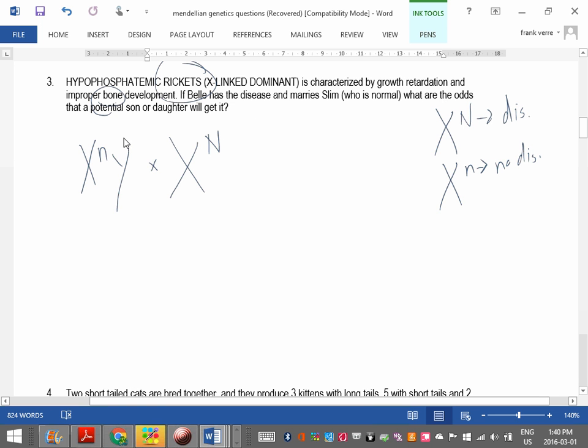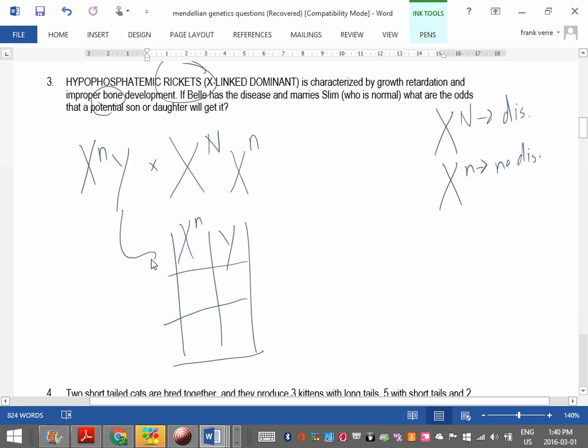and marries Slim. Okay, so here's the thing. We don't know if Belle is. Well, let's assume that she's a carrier, and then we'll talk about what if she's not a carrier. So if she's a, she can't be a carrier. She can be heterozygous. Remember, a carrier is someone who's heterozygous that doesn't show it. So either she's going to be heterozygous. Okay, so let's imagine that she's heterozygous. So here's Slim's possibilities, and here's Belle.